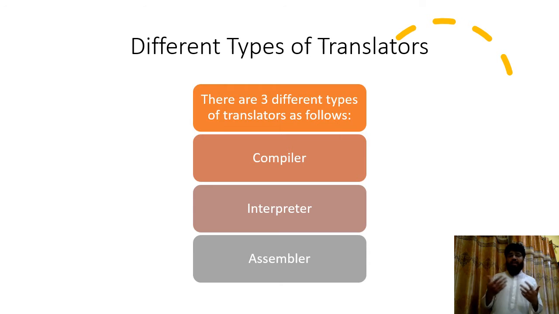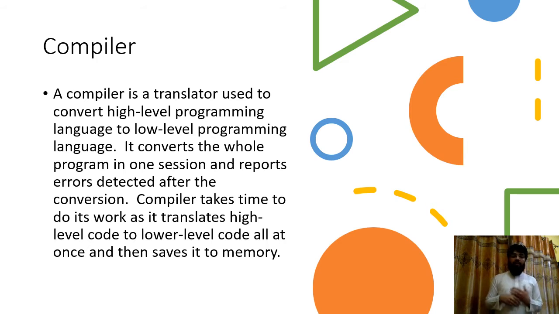What are the advantages or disadvantages of these types? First, we introduce the compiler. A compiler is a translator used to convert a high-level programming language to a low-level programming language. It converts the whole program in one section and reports errors after the conversion, which I told you already. A compiler takes time to do its work as it translates high-level code to lower-level code.